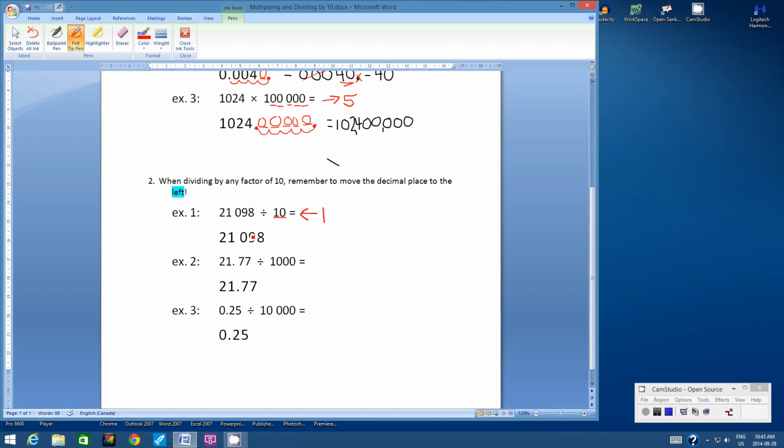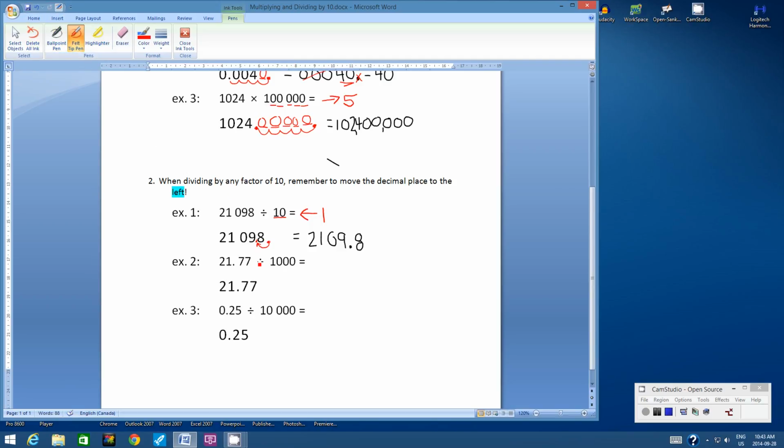So, I've rewritten the question here. Because it's a whole number, we know that the decimal place is behind the last number, and we'll move it one place to the left so that it goes here. So when we rewrite our answer, we've got 2109, and then we'll place the decimal there, 8. So we get an answer of 2109.8. Let's go to example two.